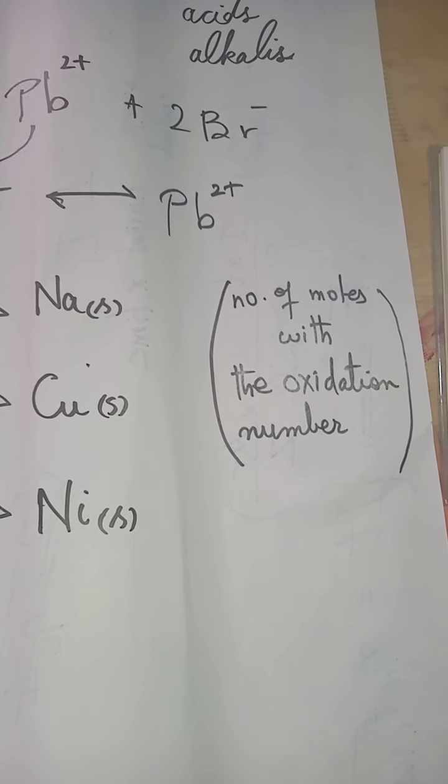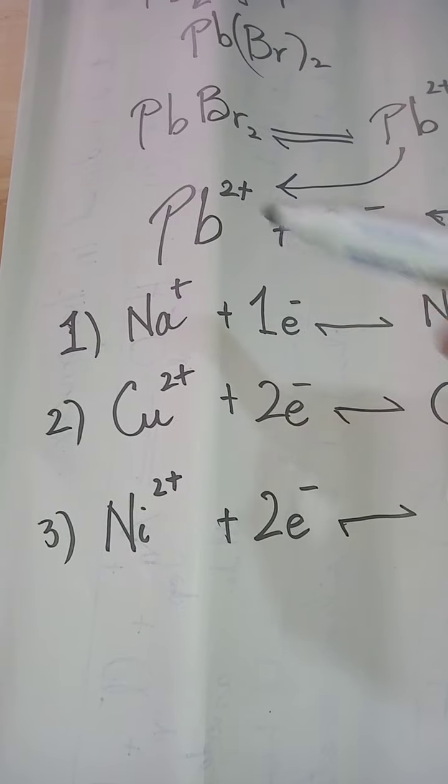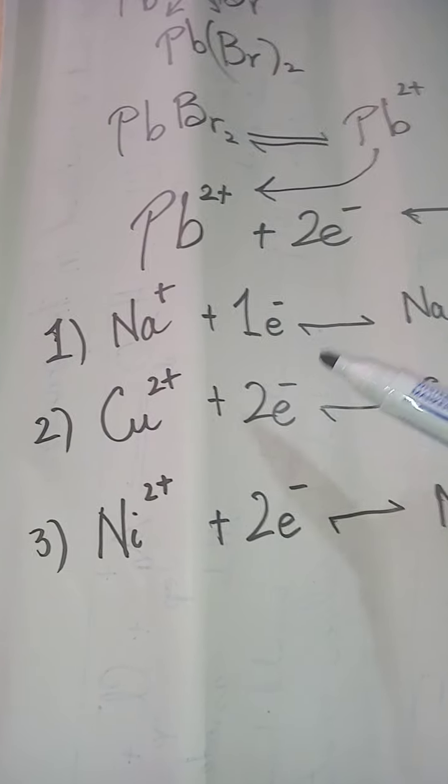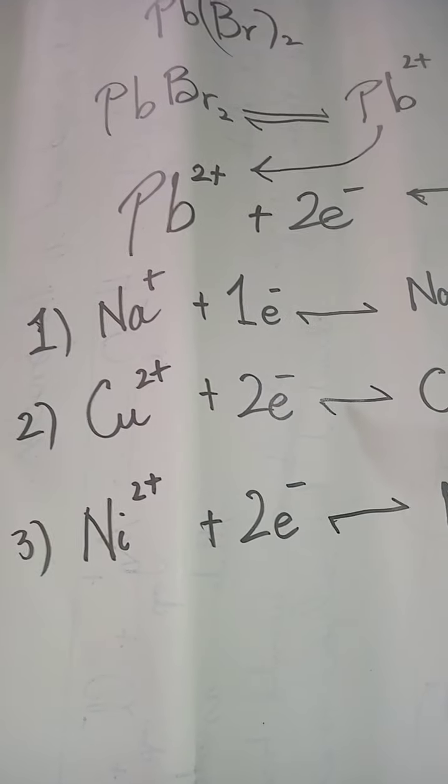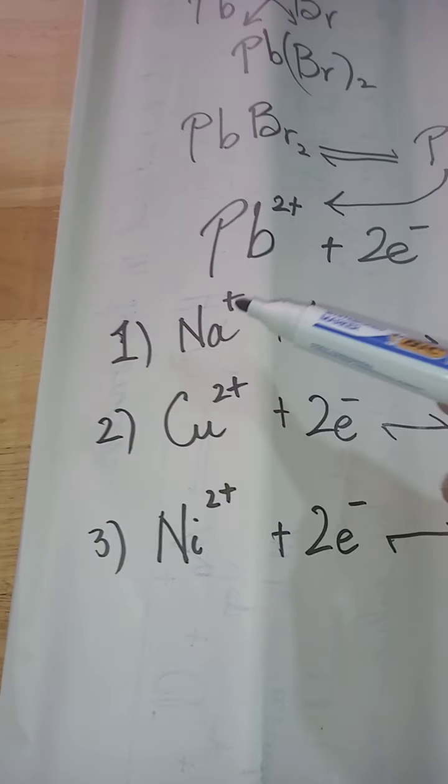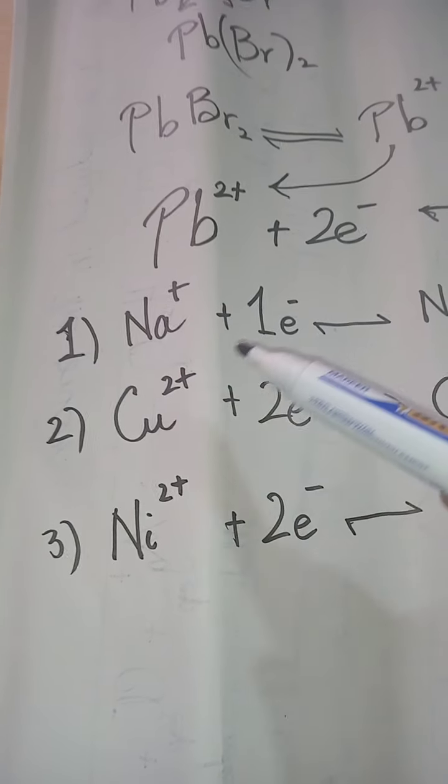Number of moles with the oxidation number. So you can see, the higher the oxidation number, the higher the number of moles of electrons required to bring it back into its metallic form. So if it's 1 positive, it'll need 1 mole of electrons. 2 positive, it'll need 2 moles of electrons.